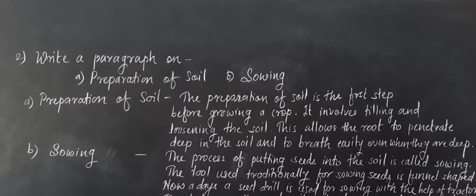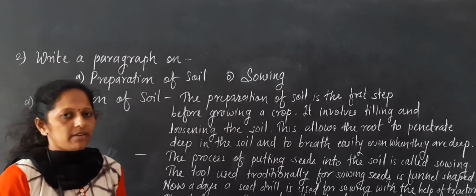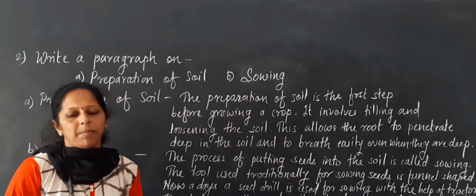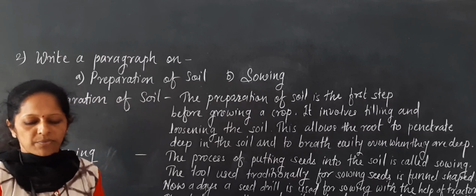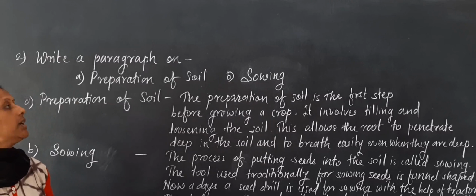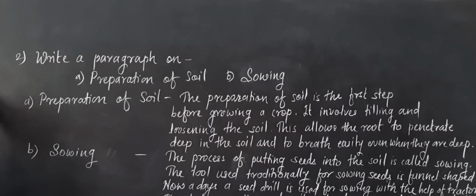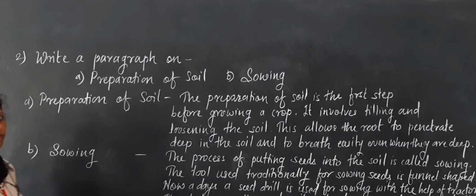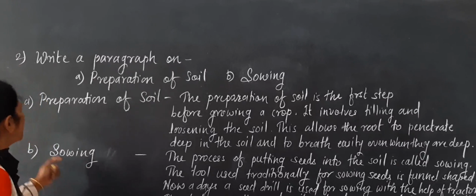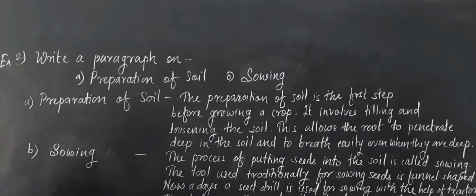Now the next question: write a paragraph on preparation of soil, and sowing. As you saw, the first question is: Why should paper be saved? Prepare a list of ways by which you can save paper. This is for 3 marks. It is in the main 4th question, and this is the second example question I gave for example purposes.